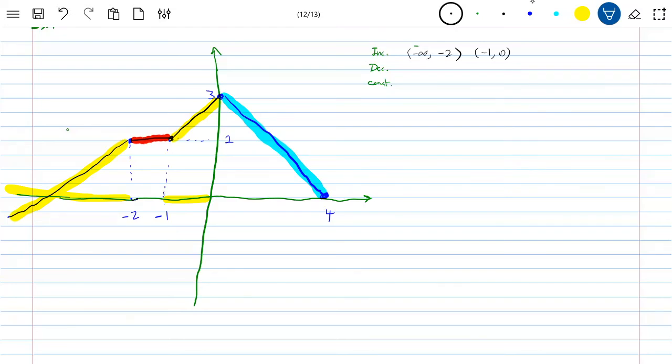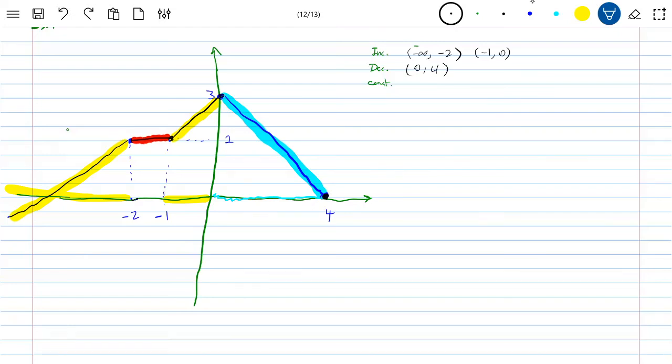How about decreasing? Decreasing was this highlighted bluish section. So I'm going to say decreasing from 0 to 4. From 0 to 4. And why did I stop at 4? Because the graph does not continue. You see, they put a closed circle at the end. That means the graph is only in this section. It doesn't go on forever. If they continue like that, then sure, you say from 0 to positive infinity.